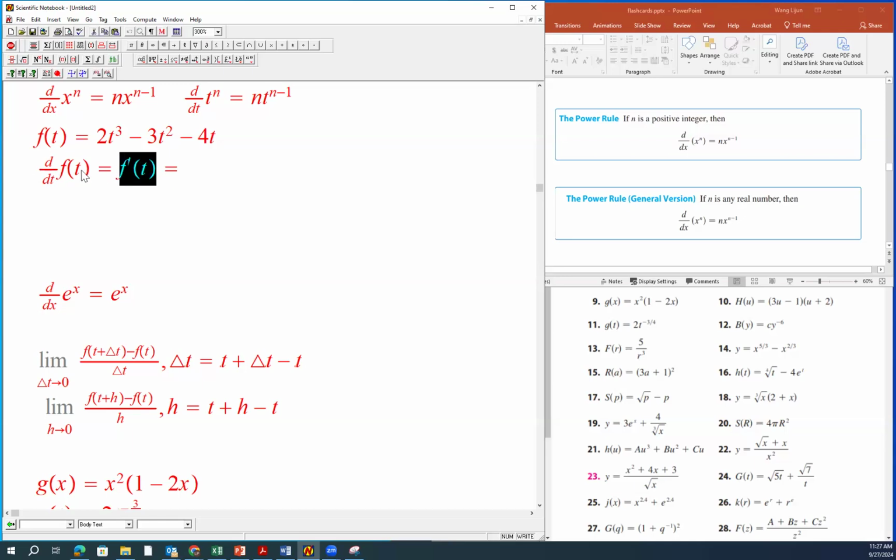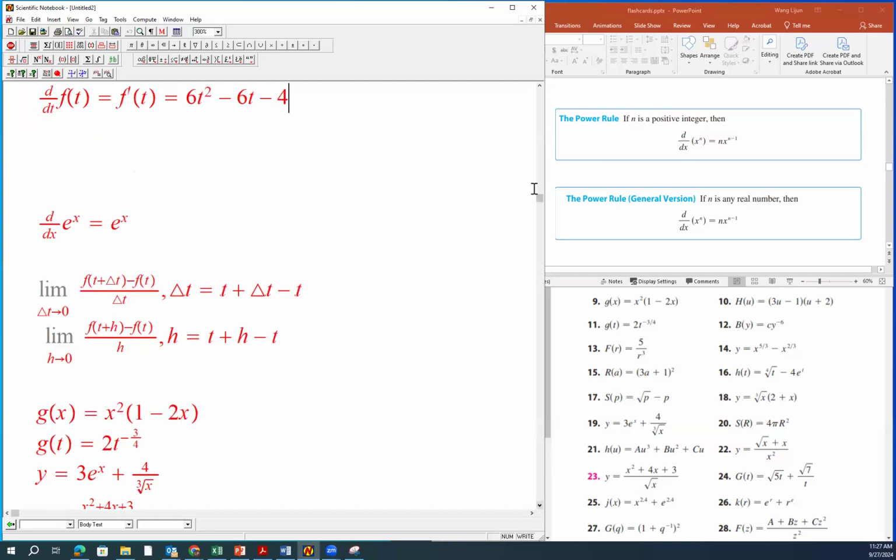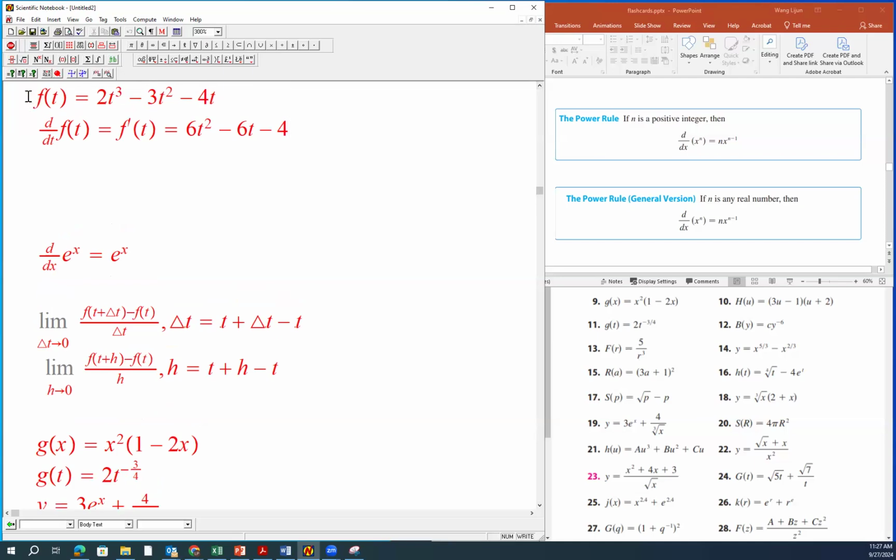So these two are the same, so I put an equal sign in front of it. And then we're differentiating that, and you can just get 6t squared minus 6t minus 4. And you're done. That's really all the work you need to show. All the work you need to show is you copy the question, you find the answer. That's it. You're done.